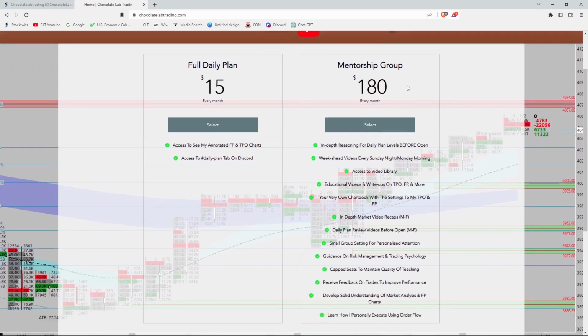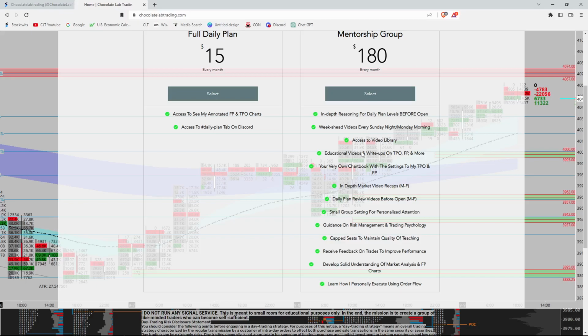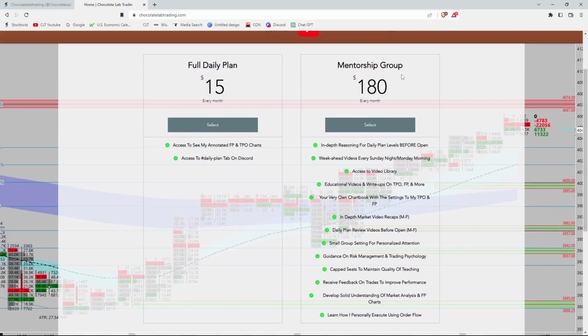So I have, as I mentioned, the Discord room. So let's just go over what it entails. It's a small mentorship group. When I say small, I mean it. Like there's only a few of us, and that's how I want it, right? I want a small group of like-minded traders who want to learn TPO, footprints, market auction theory, how I trade, my edge. I share my exact bread and butter setup, as I said.